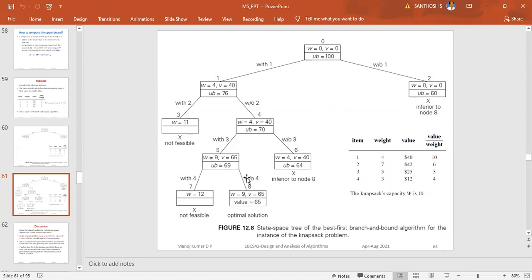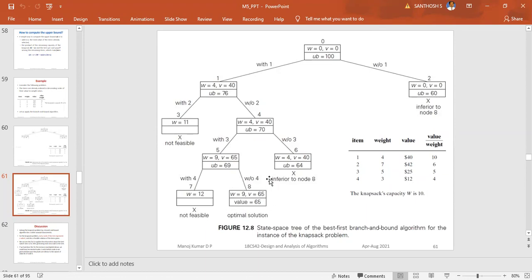Now you go with 4 and without 4. With 4, what is the W value you are having? It is 4 plus 5 plus 3. 4 plus 5 is 9, 9 plus 3 is 12. Will W equal to 12 be feasible? As our capacity W is 10, we can't fix this value of 12. That's why we say this one is not feasible.